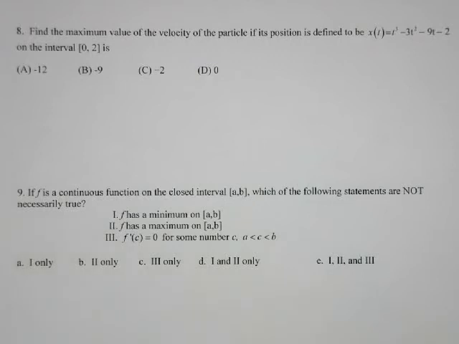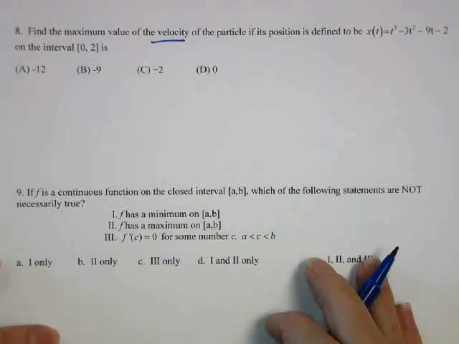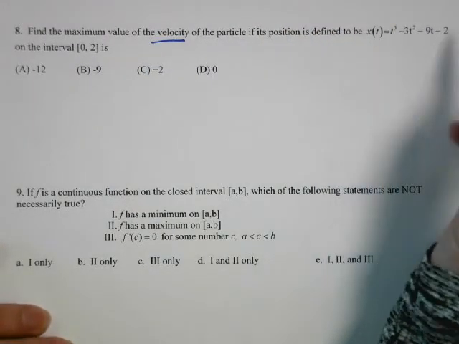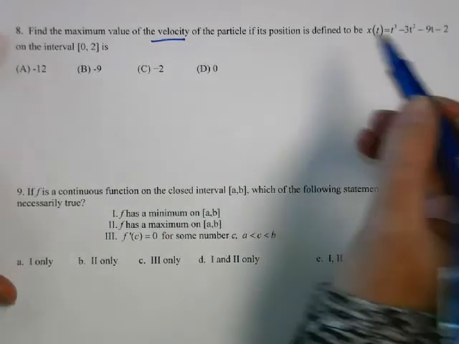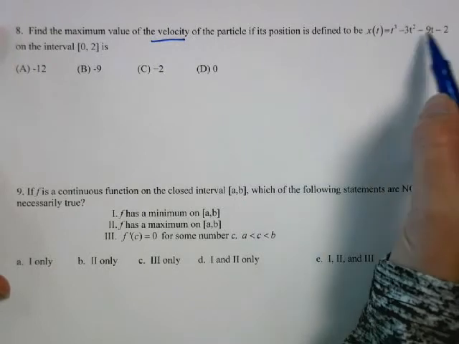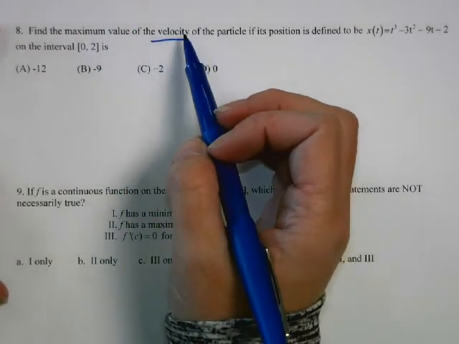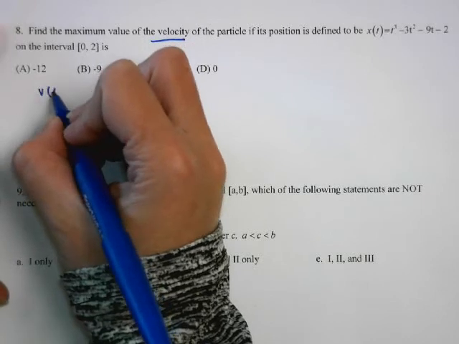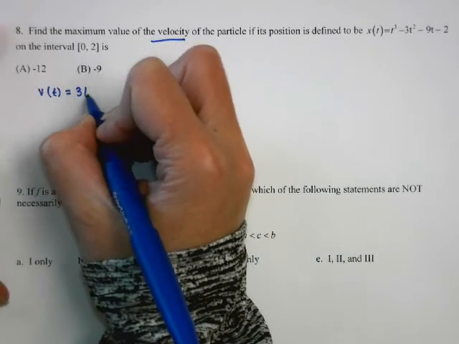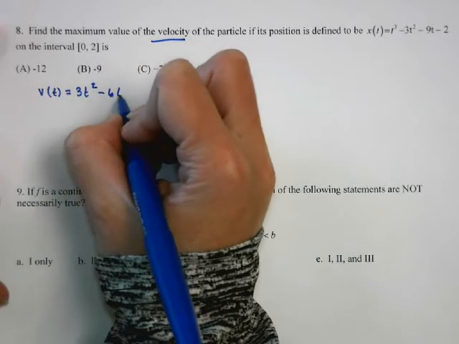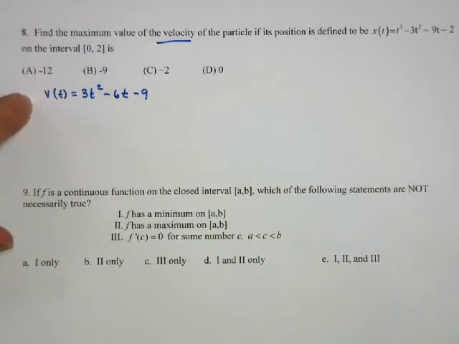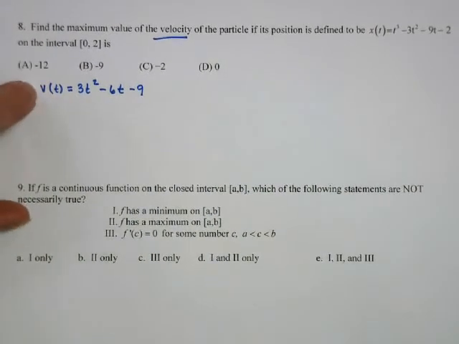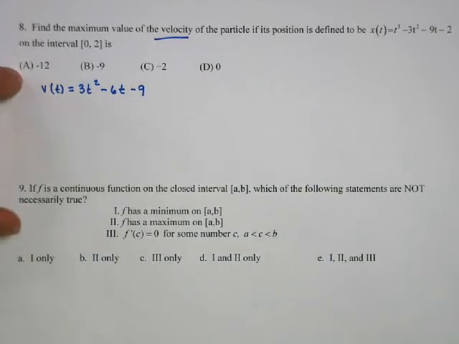Our next example, find the maximum value of the velocity of a particle if its position is this. So this is a little bit tricky. So reading is important. So we have a closed interval and we have the position, but I want to maximize velocity. So my velocity equation is going to be 3t squared minus 6t minus 9. So this is the function that we're investigating. So we're going to do the endpoints and the critical points of this.